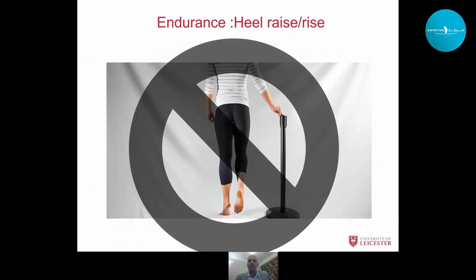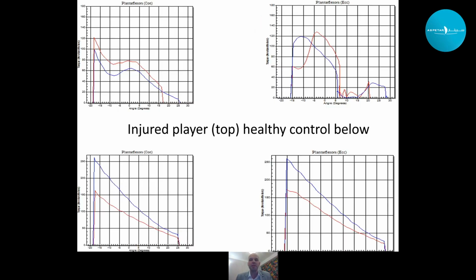I don't think heel rise is a useful measure to use at this moment in time. Okay, I think that it's not got data to substantiate there's a difference between our people with and without tendinopathy, so be cautious.